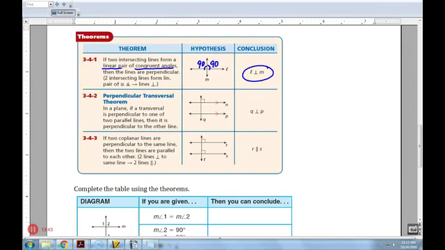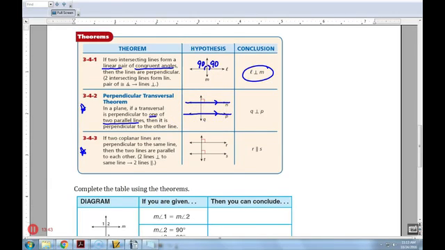Now, these 2 are kind of similar, but they are both pretty important. So in the first one, it says, in a plane, if a transversal is perpendicular to one of two parallel lines, then it has to be perpendicular to the other. So what that means is, I have this line here, and I have this line here, and I know that those 2 are parallel.